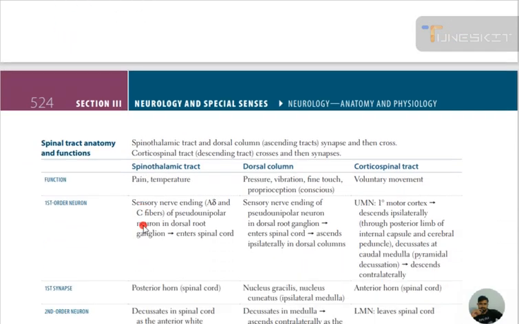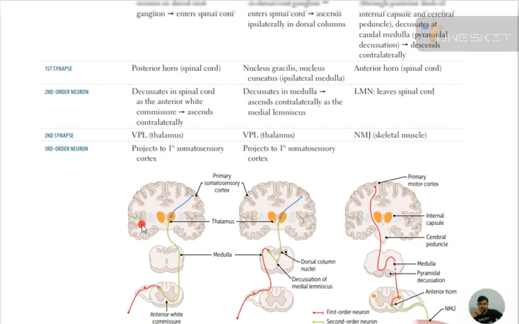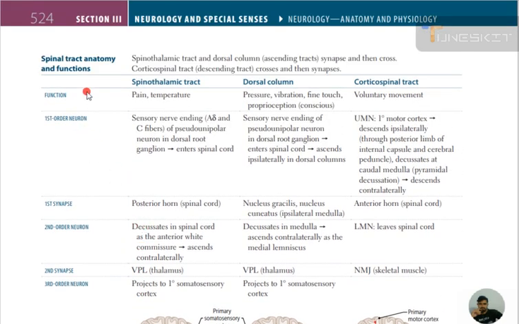So let us go to the next page. This is related to spinal tract anatomy and function. Spinothalamic tract and dorsal column: synapse and then cross. Corticospinal tract, descending tract: crosses and then synapses. So these ascending tracts first synapse, then cross, and descending tracts first cross, then synapse. This is very important, you should keep it in mind.